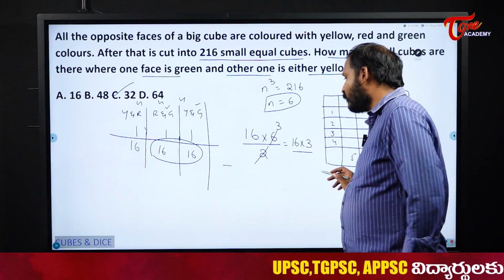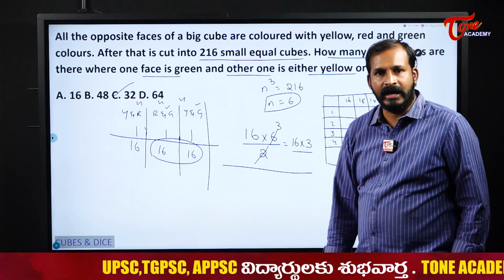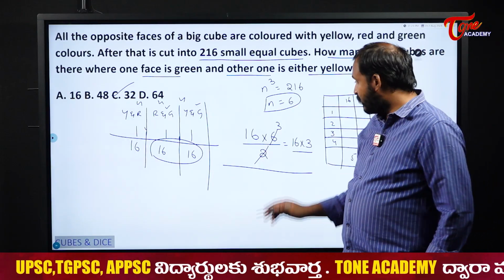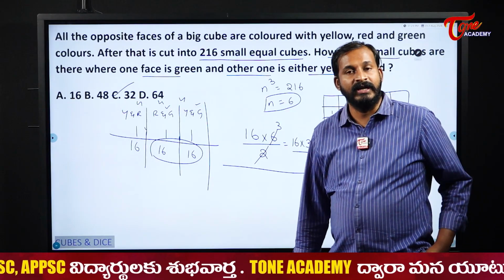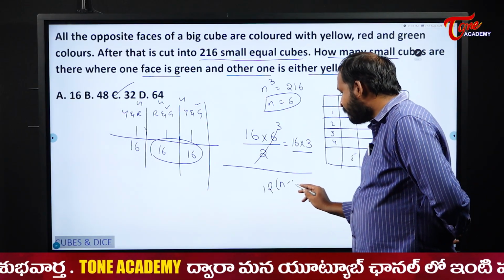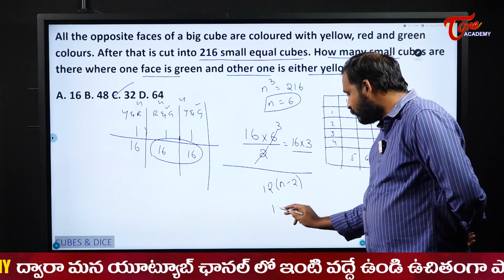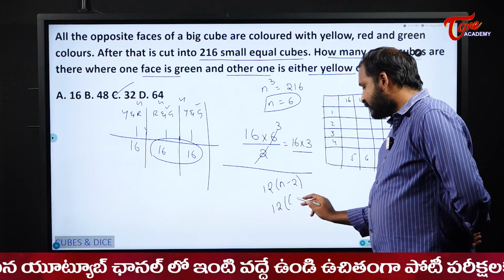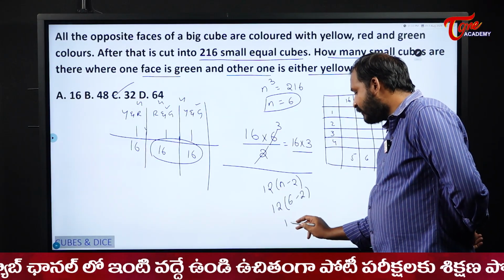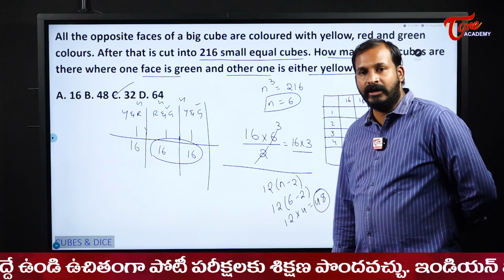Or sir, I remember only the formula, not this one. Go with the formula. What is the formula I have where I get two faces painted? Where I get two faces painted, 12 into n minus 2, right? So 12 into n is what here? 6. 6 minus 2. So what I will get? 12 into 4. That means overall I will get 48 cubes which get painted on two faces.